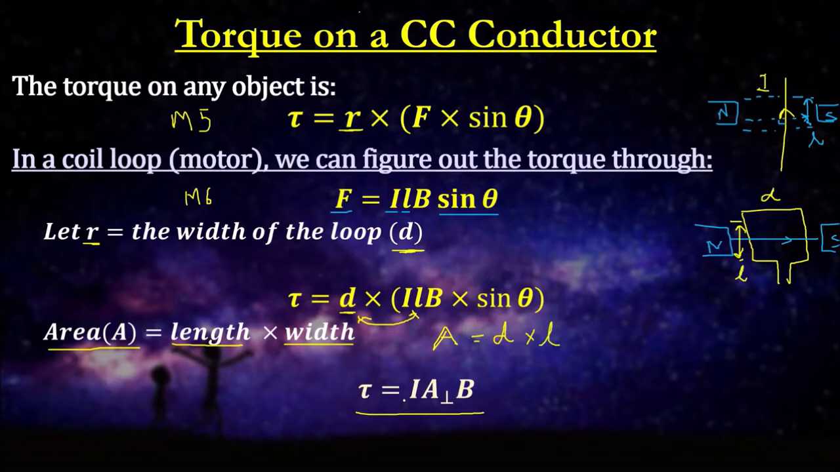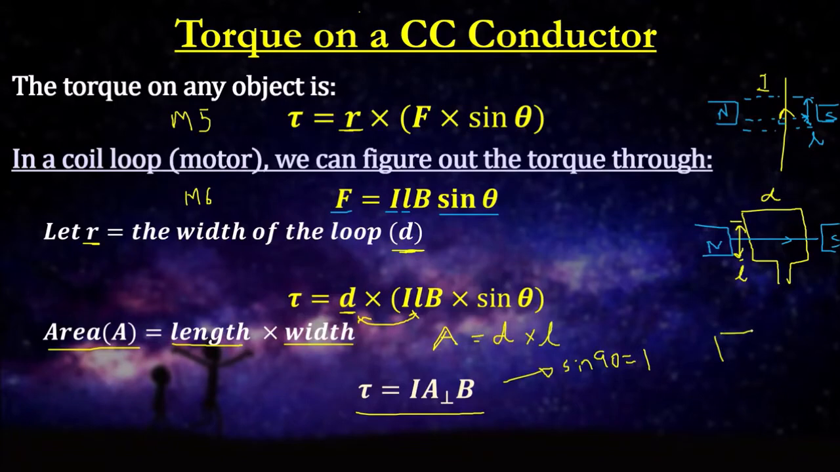So tau is equal to the current, the area vector, times B. Where did sine theta go? Well, essentially with sine theta, we're making the assumption that the area is perpendicular, so 90 degrees, so sine is equal to 1. So in this case we're saying sine 90 is equal to 1, so we don't include that into our equation. What does A perpendicular really look like?